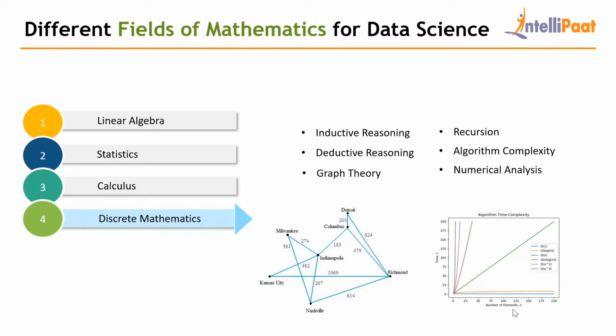Then comes recursion. We use recursion for breaking down a problem into many parts and then solving it to get a simple and a better solution. Then comes algorithm complexity. For creating any algorithm, you need to look at its complexity, so that if the complexity is low, the efficiency of the algorithm is high. This is again a part of discrete mathematics, and it is very important that you optimize your algorithm so that your model works fine.